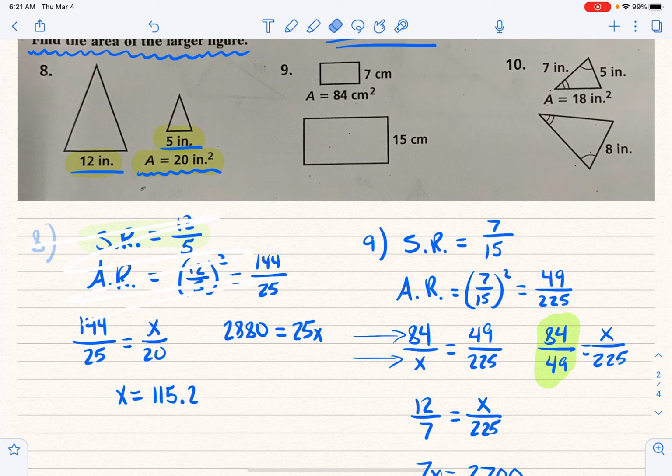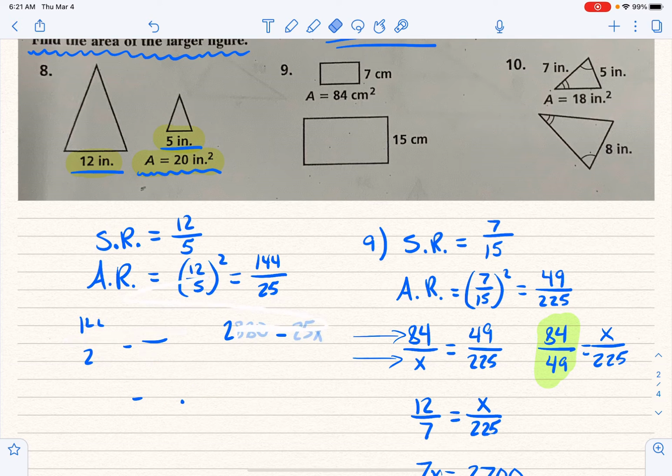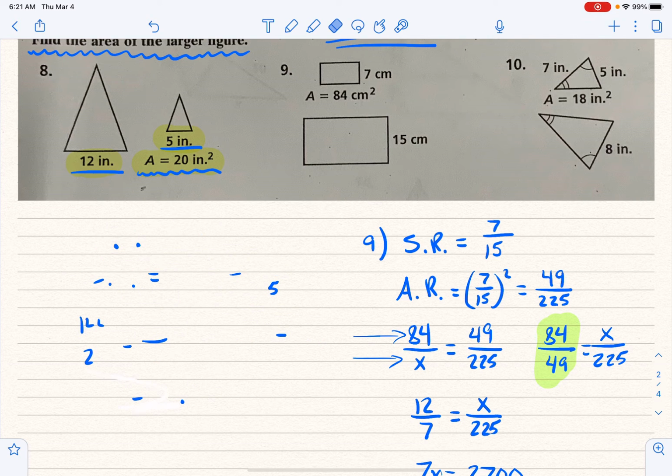Erase number 8 here. Okay. Should have tried a different way. There we go.